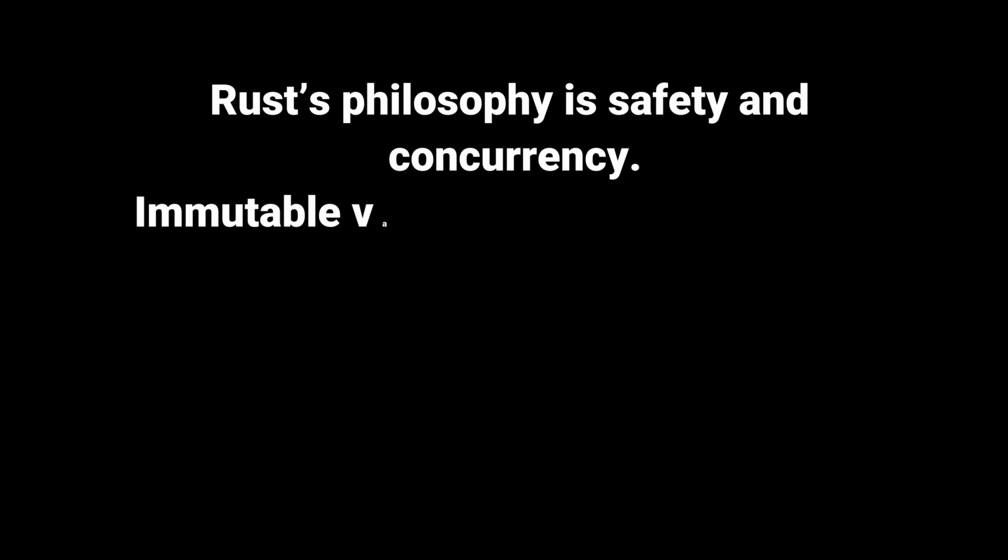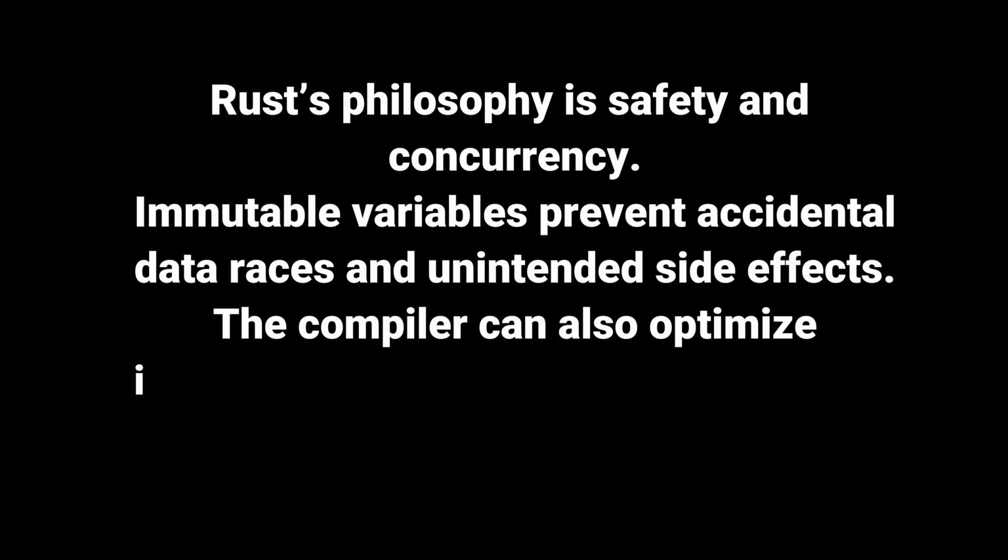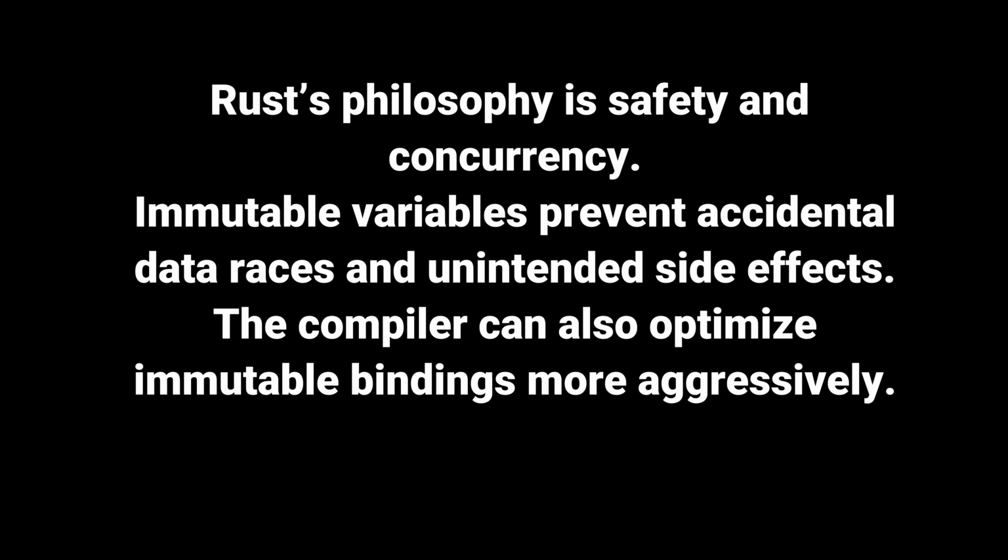Why immutable by default? Rust's philosophy is safety and concurrency. Immutable variables prevent accidental data races and unintended side effects. The compiler can also optimize immutable bindings more aggressively.